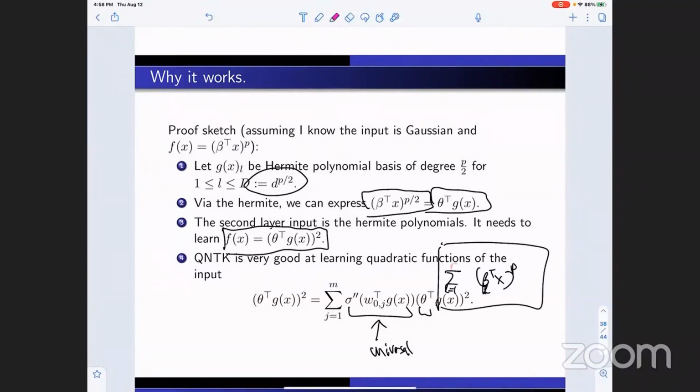And that's essentially how this works, is that in the first hidden layer, you try to mimic a basis of Hermite polynomials if it were Gaussian. And then the second layer learns to square them. In the non-Gaussian case, you just learn something like an approximate basis of degree p over 2. I don't know what the basis is. If it's not Gaussian, it doesn't matter. It's approximately a basis. And then the second layer, I learned how to square it, but then the squaring is very statistically efficient.